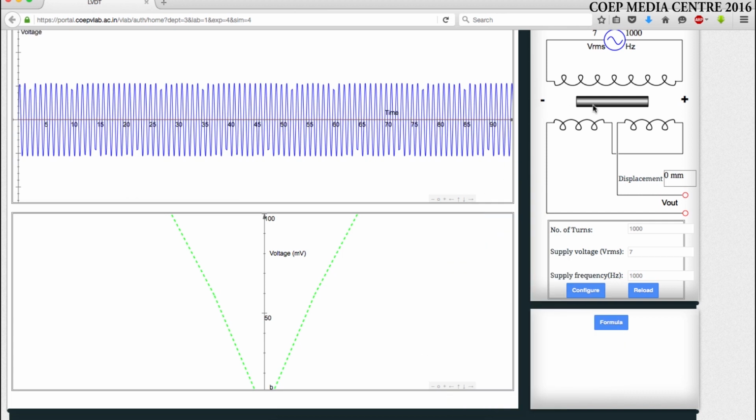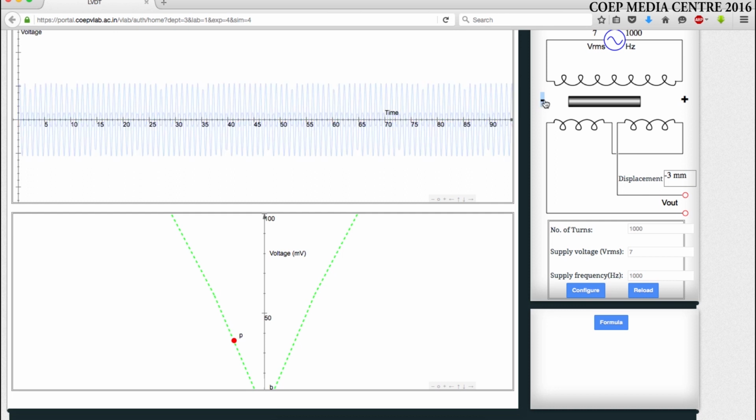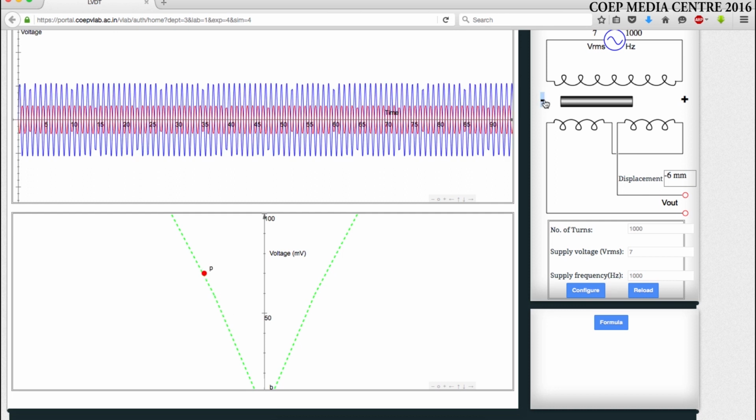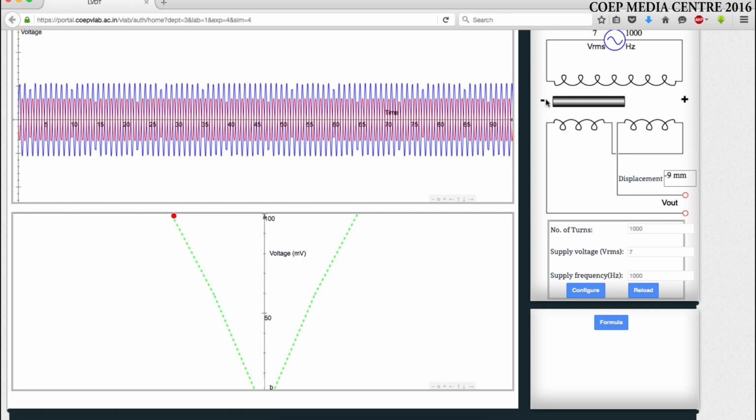Now I wish to change this core towards left, and I want to see what happens to the output. I go on changing, and you will find the graph will show how much you have changed, and this will show you how the secondary voltage is increasing. So I go on doing this, and you will find that as I move the core towards the negative direction, the voltage will go on increasing.